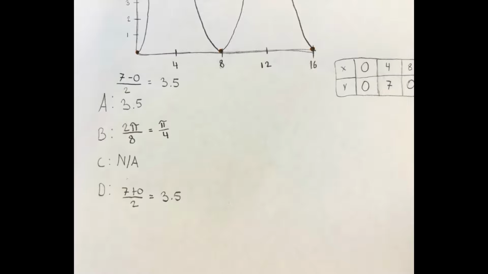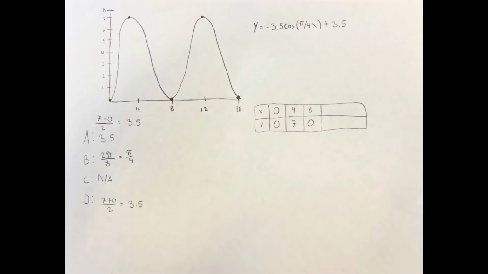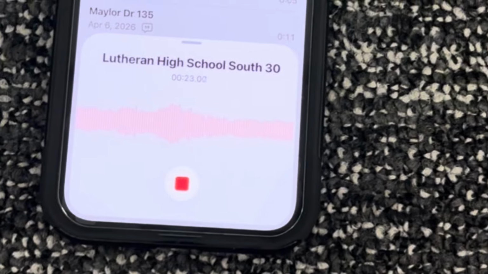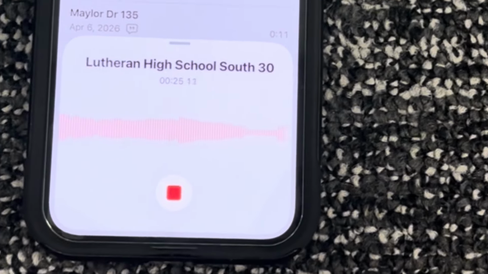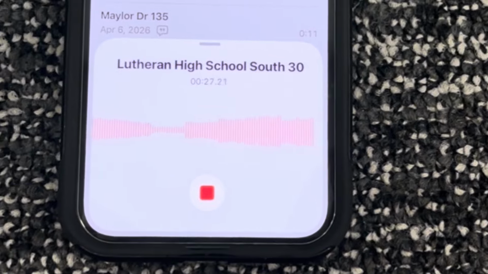There is no horizontal shift, so she writes not applicable. Considering that there is a vertical reflection, Aria writes the equation to be y equals negative 3.5 cosine times the quantity pi over 4x plus 3.5. Now onto the problem. Aria finds the note to be held at 26.56 seconds into the warm-up. What is the beautiful note?